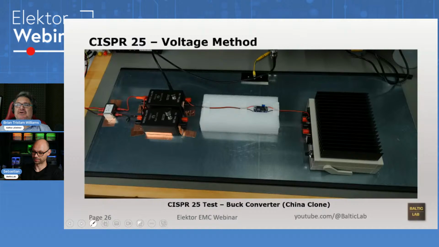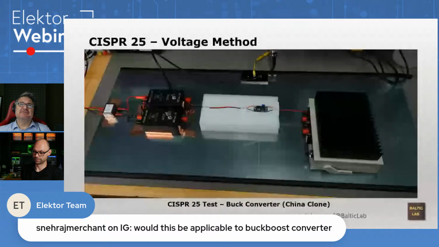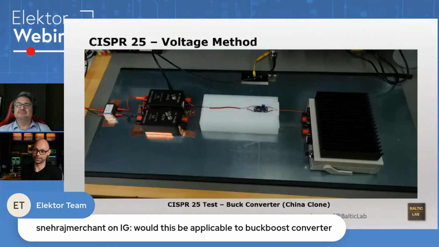Well, I see you've got a buck converter there, and a question from Instagram: would this be applicable to a buck boost converter? Yes, this is applicable to any switch mode device. The test setup does not depend on the equipment under test.